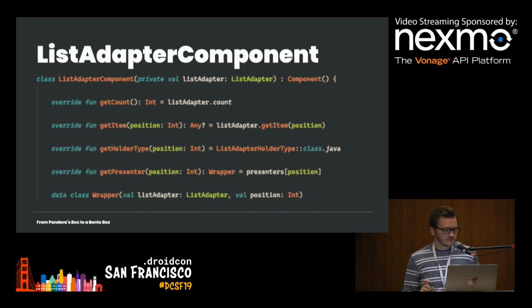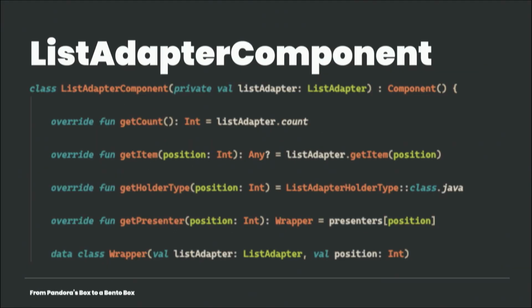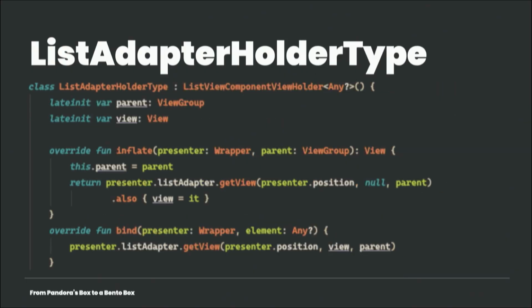The presenter is a little bit tricky. We have this wrapper class here, which is just a data class that has a reference to the list adapter and the position. And that's because when we inflate and bind views, we need a reference to the list adapter to actually get our views from our legacy logic. So let's take a look at what the list adapter holder type actually is.